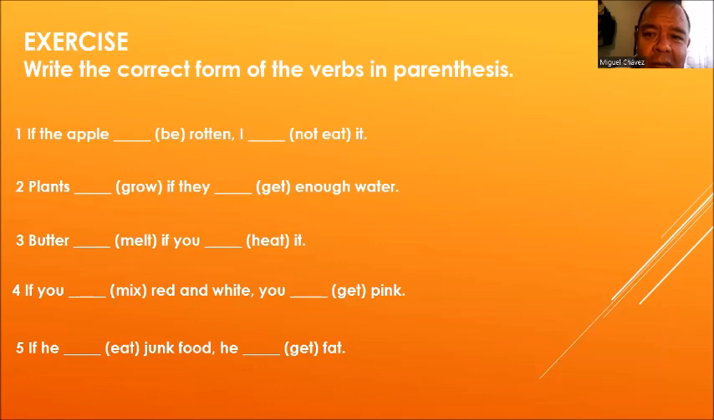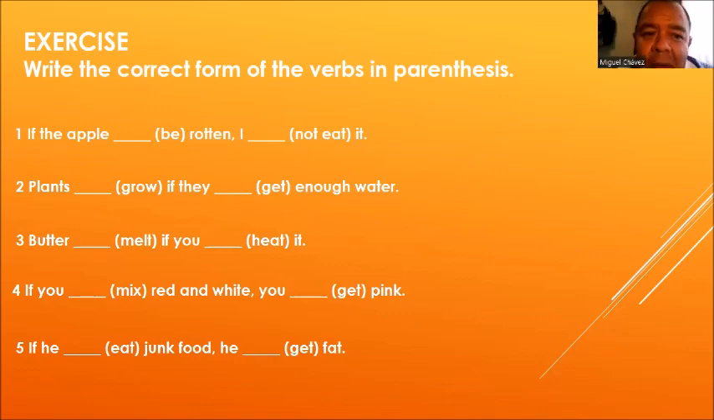Let's check an exercise to see if we understand more or less the use of this zero conditional. A volunteer to answer the first exercise, please. A volunteer, please, to complete it. You use the information that we have in parentheses to complete the sentence. If the apple you be rotten, I not eat it.